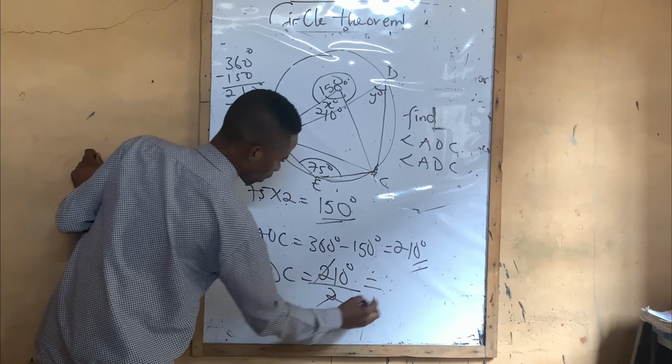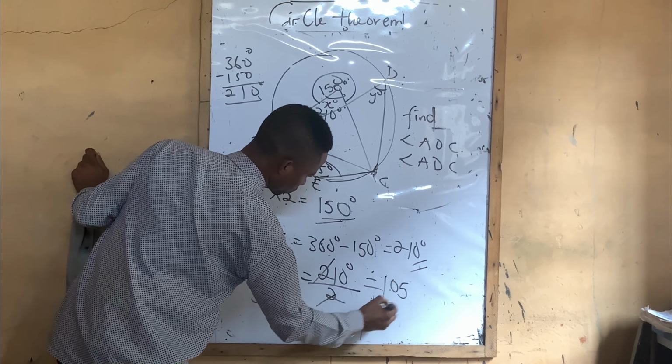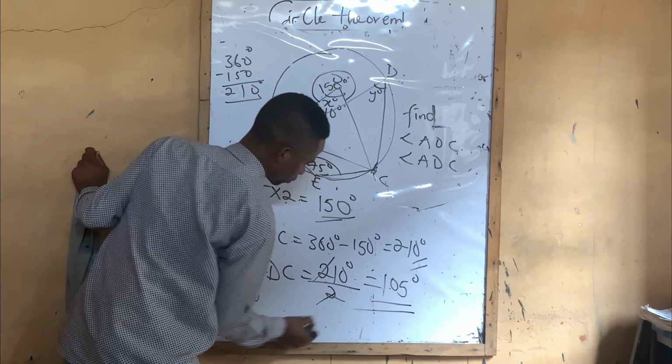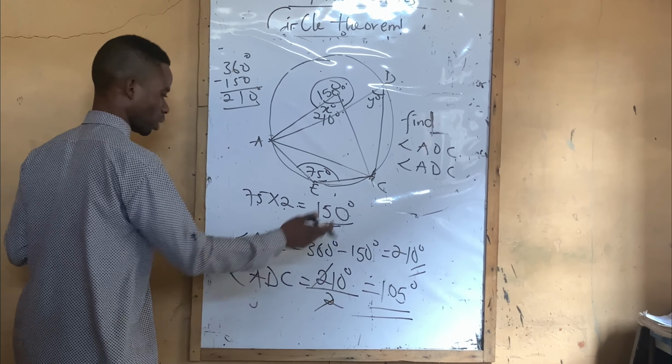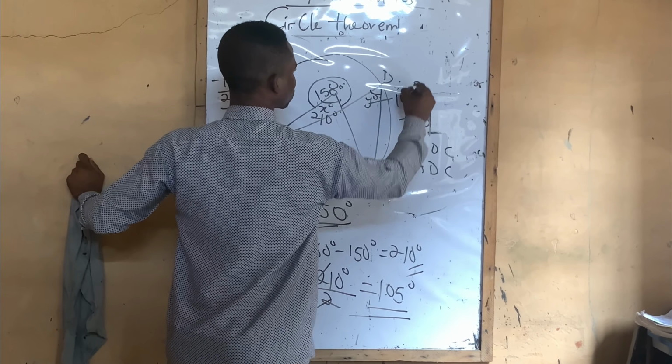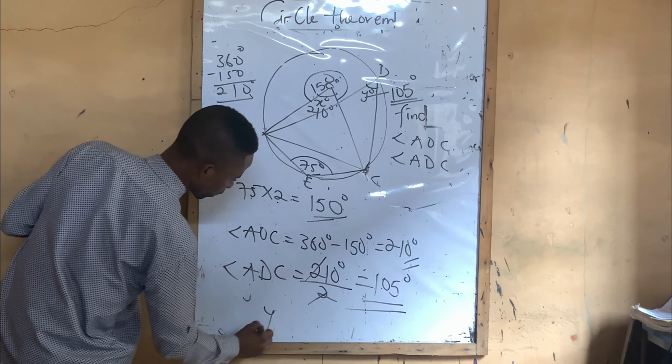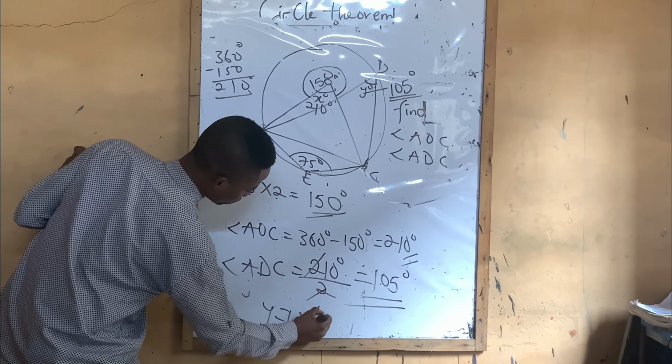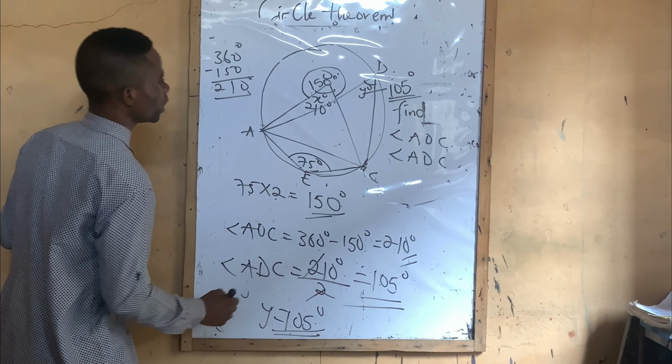That is 105. That's 2 times 5, 10, so 105. That means y equals 105 degrees, and the S is 210 degrees.